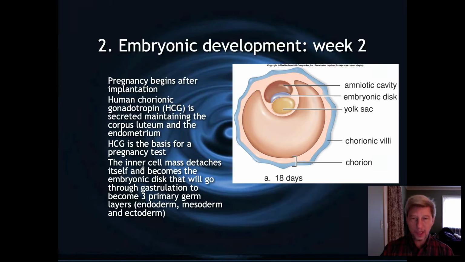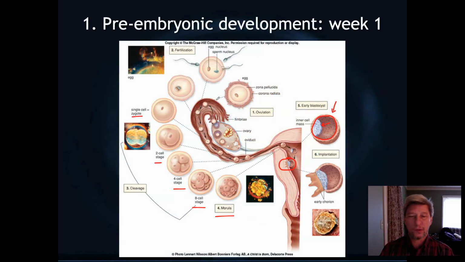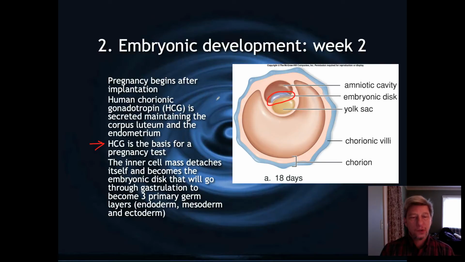Eventually, whoopsie daisy, the inner cell mass detaches and becomes what we call the embryonic disc. And I circled that earlier. This will begin to develop into what we call a gastrula.